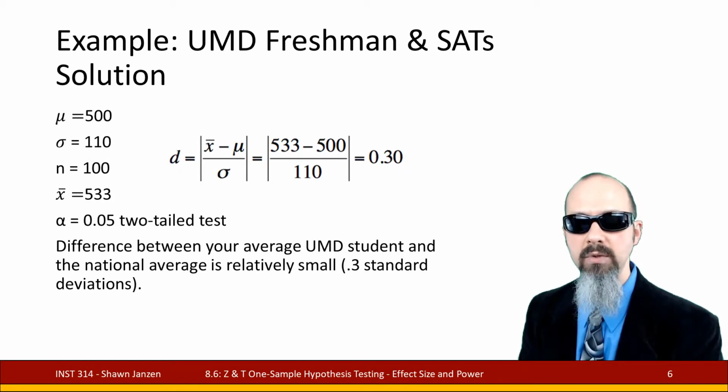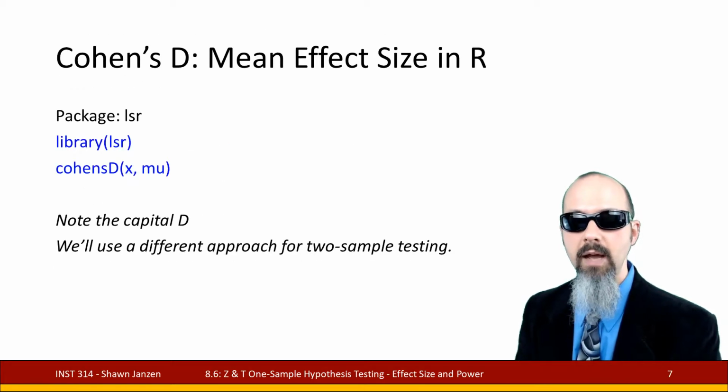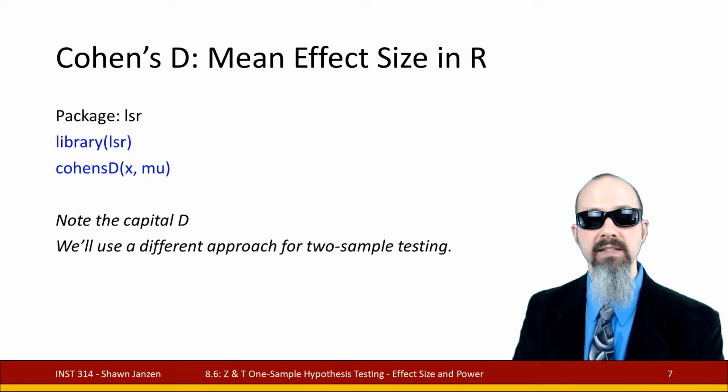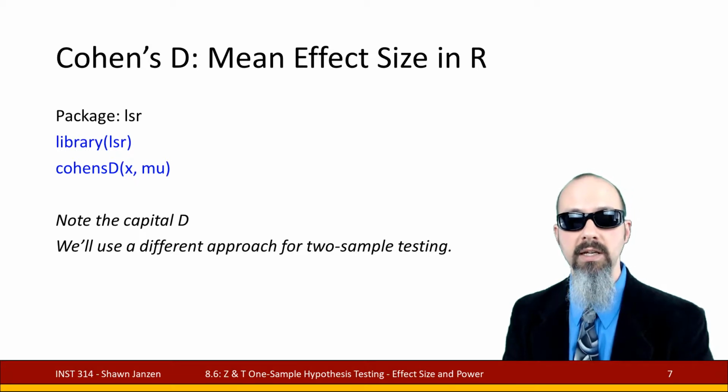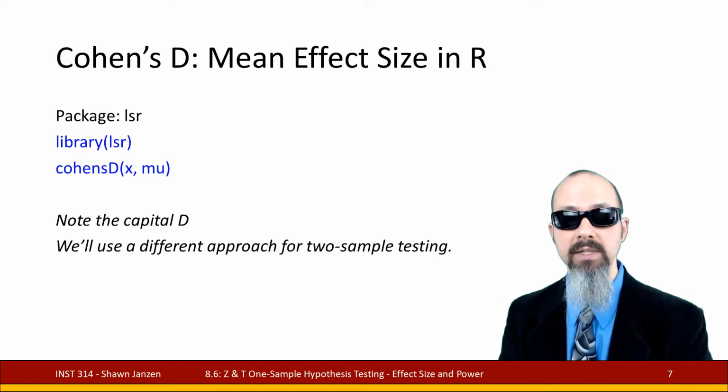These are soft rules when you're talking about small, medium, and large, so just kind of take that in stride. Now, if you're talking about Cohen's d as a mean effect size in R, we can go ahead and calculate this, but you need to install the package lsr. Once you install lsr, you can run a library on it, and that's going to give you access to the cohensD function. Note, cohens is in lowercase, and a capital D for cohensD.